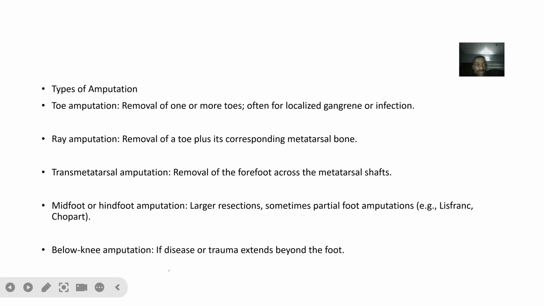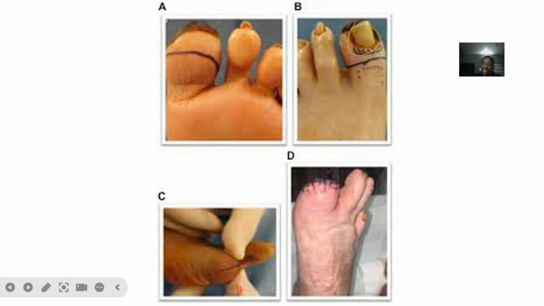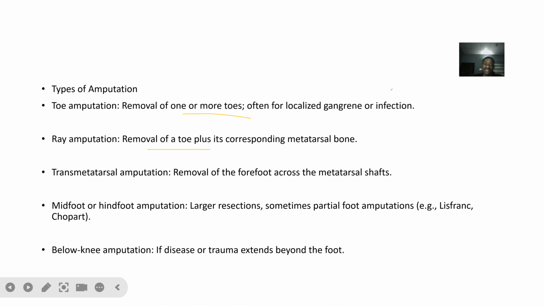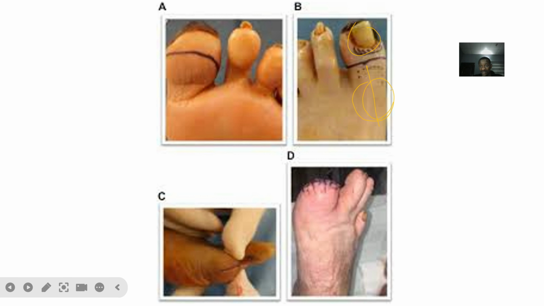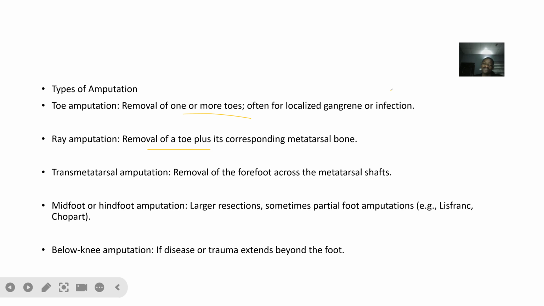So, types of amputation. We have the toe amputation, removal of one or more of the toes. We have ray amputation, where there is removal of a toe plus its corresponding metatarsal bone. So I remove the toe, I come here, and still remove the metatarsal bone that gives rise to this toe. Then we have the transmetatarsal amputation, where you are removing the foot across the metatarsal shaft. Then midfoot or hindfoot amputation, below-the-knee amputations. All these are types of amputations that could be done around this region.